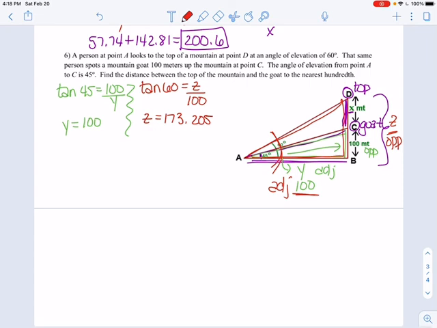173.205. Again, it didn't ask me to find that, though. It just wants this piece. I can finally find that. If I take that 173 that I just found and get rid of the 100 from the bottom, from here, when I subtract them out, I'm going to have 73.21, and that's it.